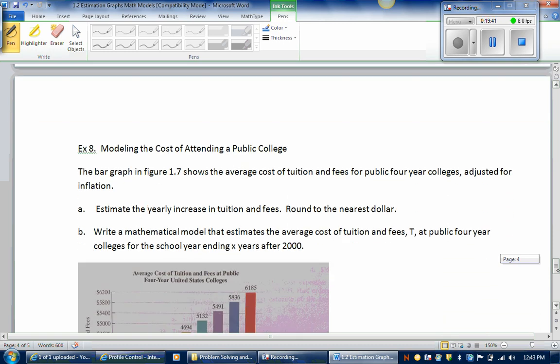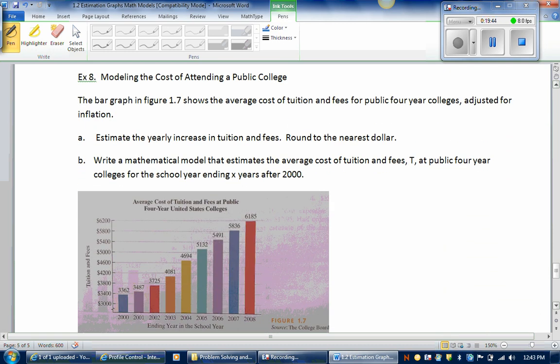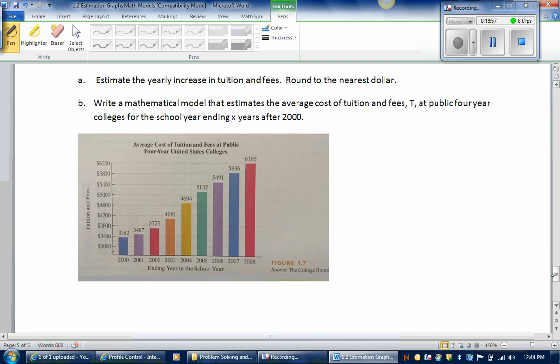All right, so modeling the cost of attending public college. The bar graph in figure 1.7 shows the average cost of tuition and fees for a public 4-year college, adjusted for inflation. Estimate the yearly increase in tuition and fees, round to the nearest dollar. So we want to figure out about how much it's going up every single year. Again, we're trying to figure out the slope, how it's changing. Just like we did for the last problem, we could say the yearly increase in tuition and fees is about the change in tuition from, let's say, 2000 to 2008.